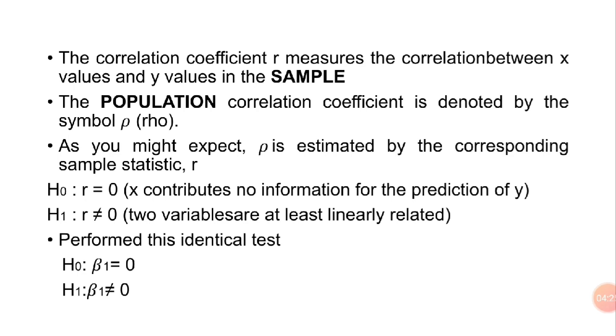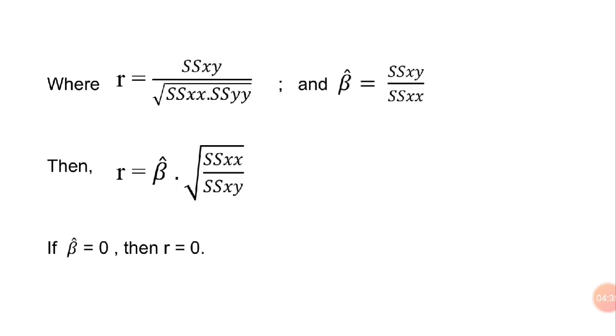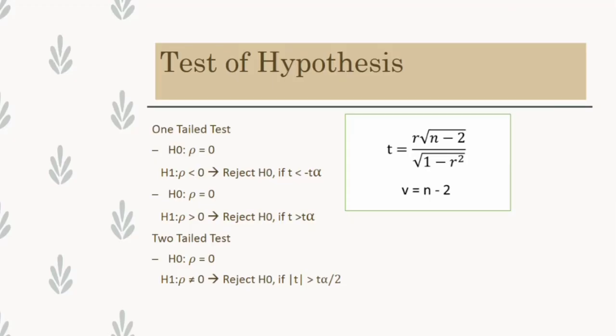So, to perform this identical test, the null hypothesis is b1 equal to 0 and the alternative hypothesis is b1 not equal to 0. This is the formulation. Next is the test of hypothesis.